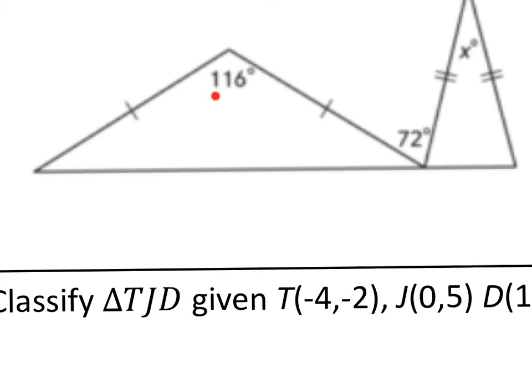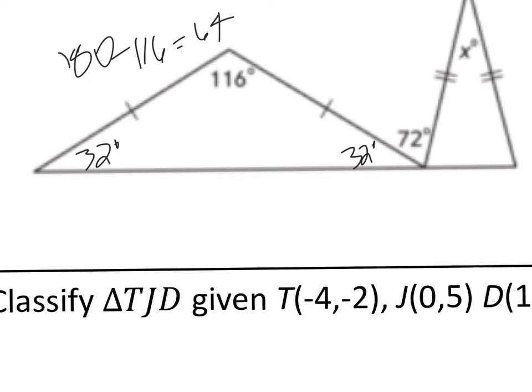If you have 116 here for your vertex angle, then your base angles will be the same thing. They'll be congruent. And then remember, all three angles add up to 180. So let's see here. What is 180 minus 116? 180 minus 116 is going to be 64. And so these two angles have to add up to 64 degrees. So just cut them in half because they're going to be the same. So 32 and 32.